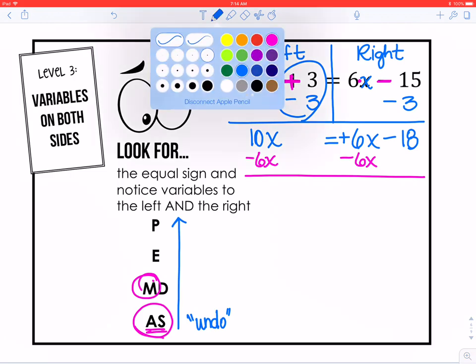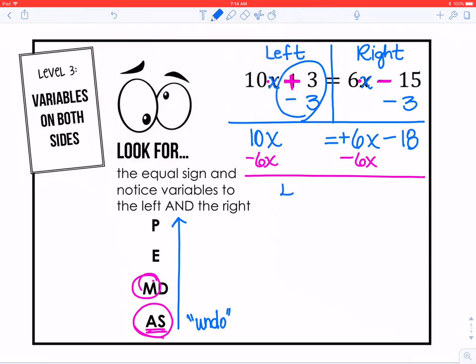Draw your line and bring it down. Update, what's on your scale now? 10 minus 6 would give you a total of 4x. This is 0, so that variable term isn't on the right side anymore. And then we still have our negative 18.